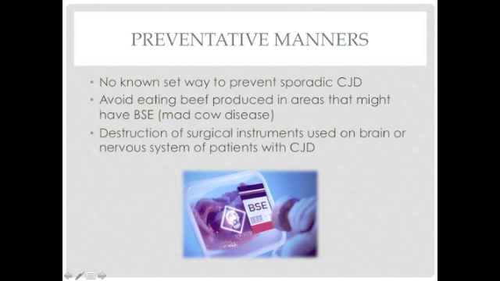Preventive measures. There is no known set way to prevent sporadic CJD. To prevent vCJD, avoid eating beef produced in areas that might have BSE or mad cow disease. Destruction of surgical equipment used on the brain or nervous system of patients with CJD can prevent iatrogenic spread of the disease.